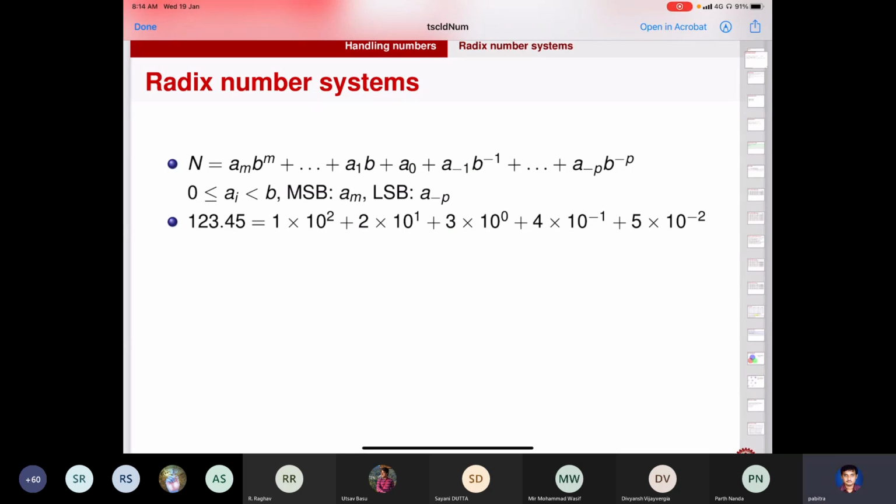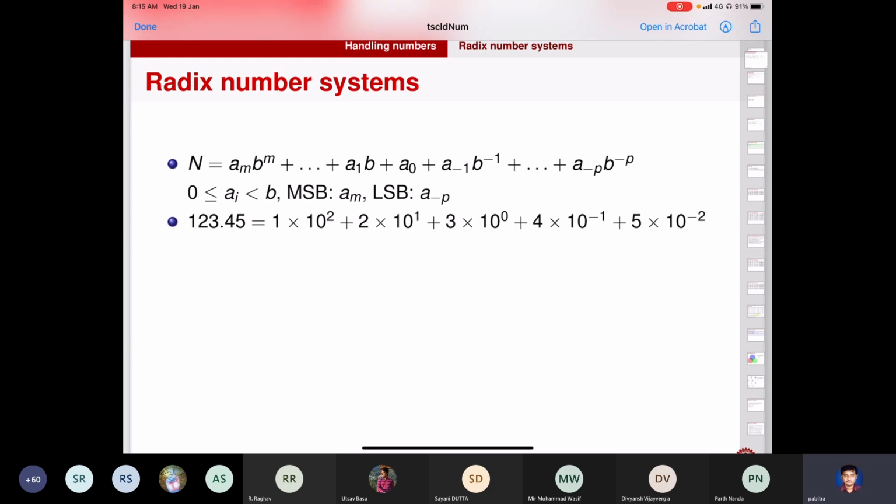So this b is the so-called base of the system. And you see, as you go to the left from a_0, the weight increases in powers. If you go to the right from a_0, the position of the decimal point, the weight reduces by powers of 1, 2, 3, and so on.